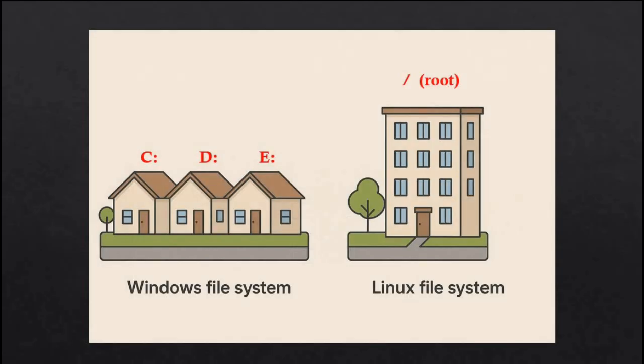No matter how many devices or partitions you have, it's all unified under root. Now here's an illustration of the difference between Windows and Linux. Think of Windows like a subdivision. Each house is separate and you have to enter them individually. Linux is more like an apartment building. There's one front door, which is root, and from there you can reach everything else.